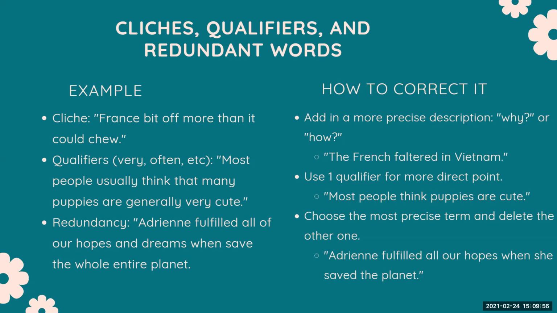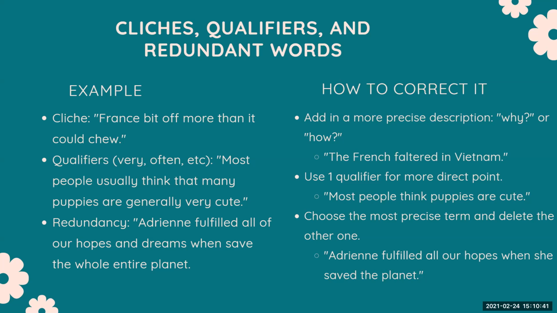So when you want to fix it, you really want to think about how you add in more precise description. You really want to answer the why or the how. You want to be as specific as possible in your writing, and whenever we are sounding vague or redundant, half of the time it's because we are missing that precise description. So we can easily change this sentence from "France bit off more than it could chew" to "The French faltered in Vietnam." And so now we have more information, and we know how France failed in this context.